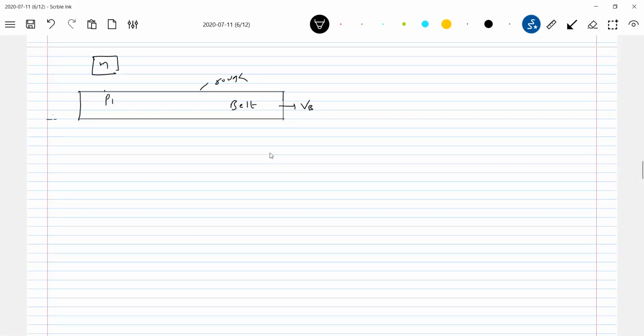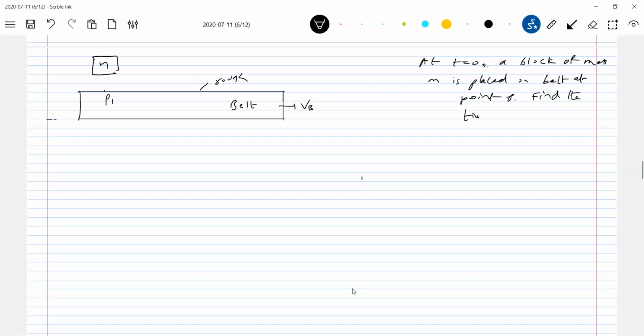At t equals 0, a block of mass m is placed on the belt at point P. So he's asking now, find the time at which the block comes to rest with respect to the belt.